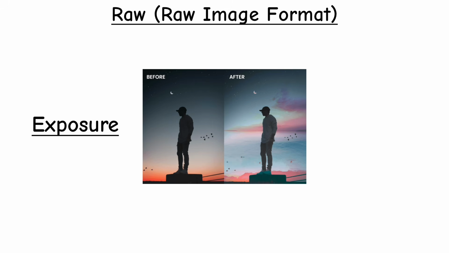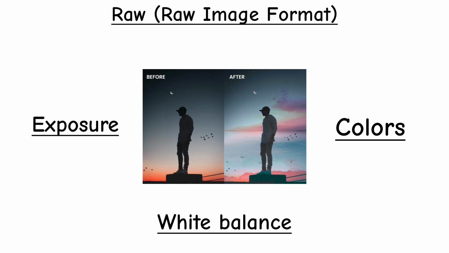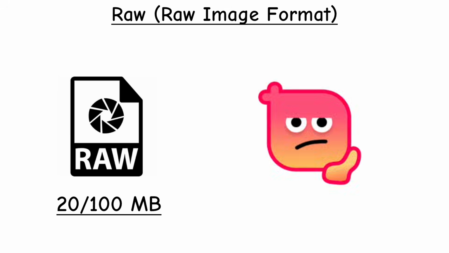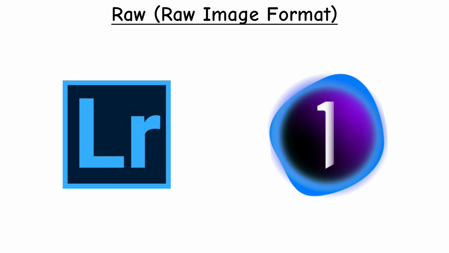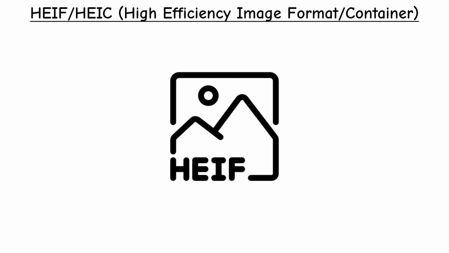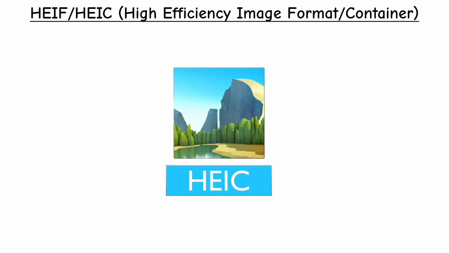And this gives photographers much more flexibility when editing exposure, white balance, or colors without losing detail. The trade-off is that RAW files are huge and can't be used directly on the web. You need special software like Adobe Lightroom or Capture One to process them into formats like JPEG or TIFF for sharing. HEIF, or High Efficiency Image Format, also known as HEIC when used by Apple.